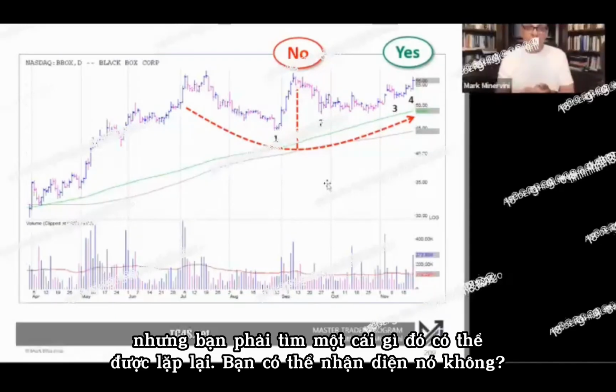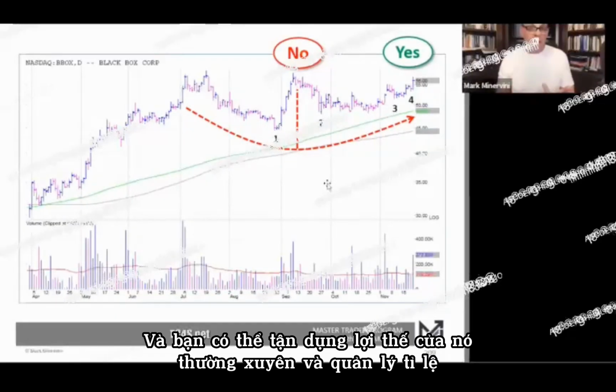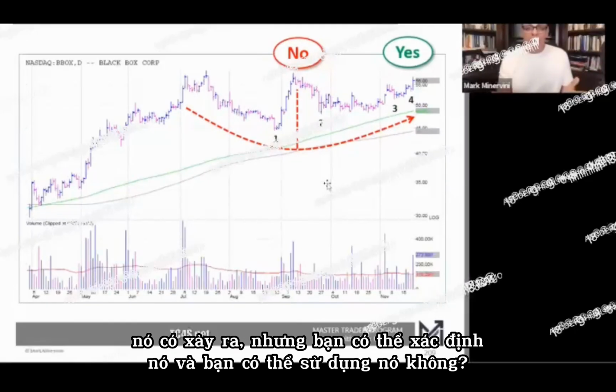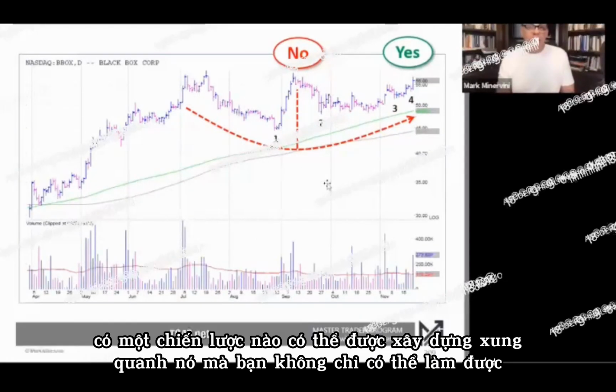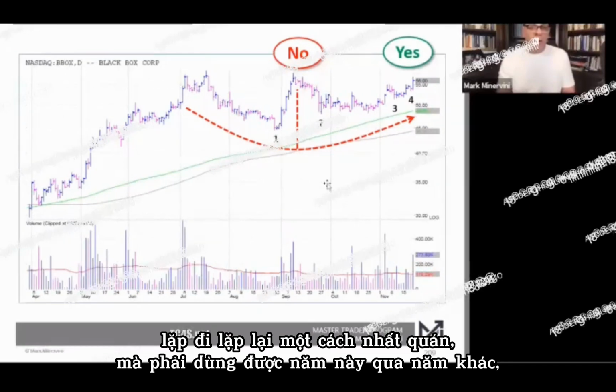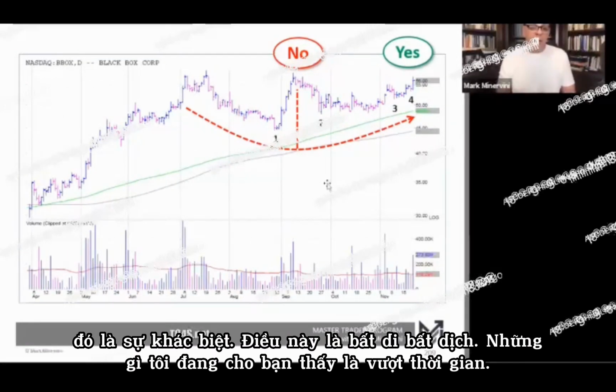Can you identify it, and can you take advantage of it regularly and manage your risk in relation to reward? Those are the real questions. Not does it happen? Okay, it happens, but can you identify it, and can you utilize it? Is there a strategy that can be built around it where you can do it not only over and over consistently, but year after year? And that's the difference. This is timeless. What I'm showing you is timeless.